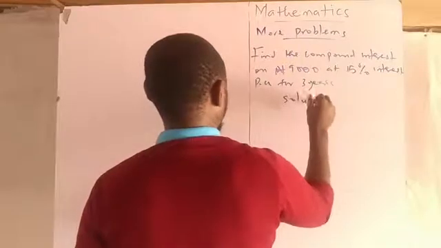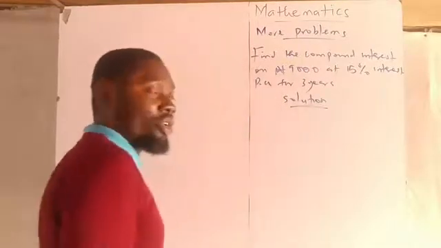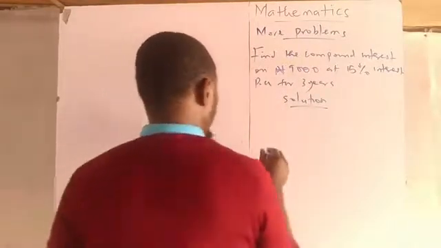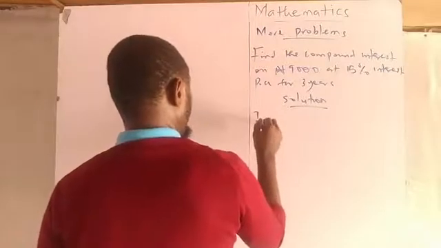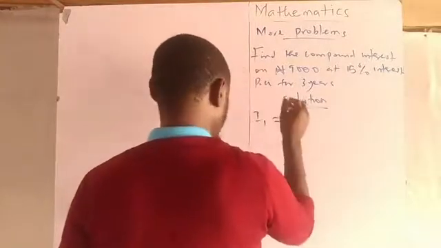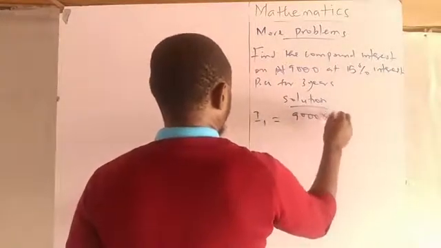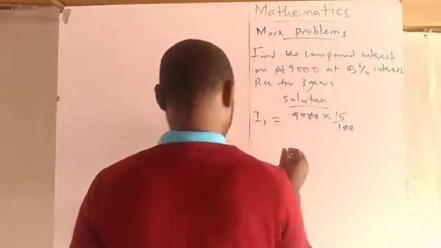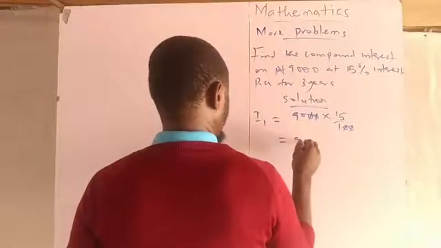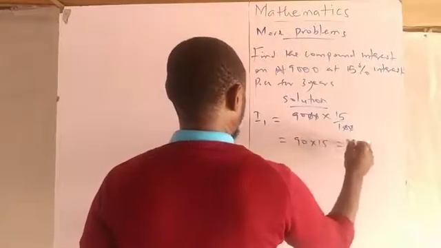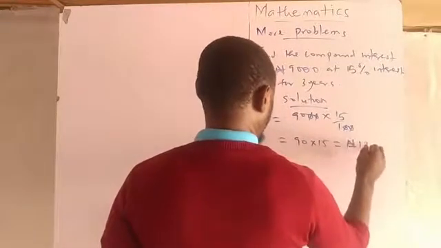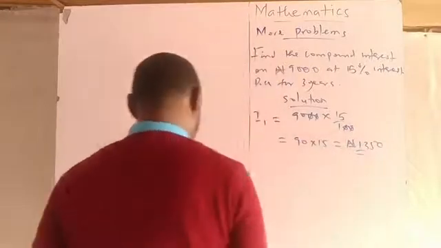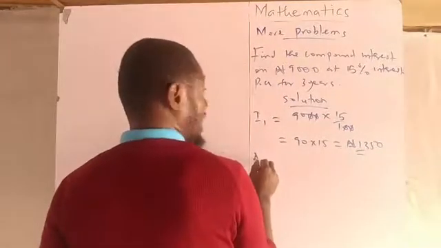Solution. I will use the direct method, then you will use the formula to solve it yourself. Direct method. I will start the solution. Year 1, interest for the year 1 will be 9,000 times 15 over 100. That will be 90 times 15. That will give us 1,350. That is our interest for the first year.